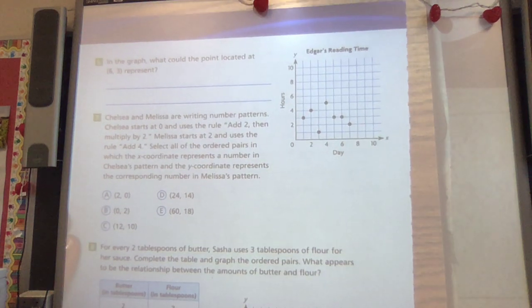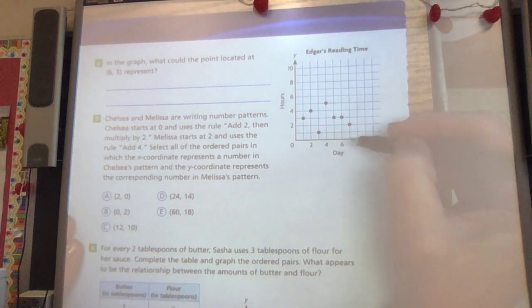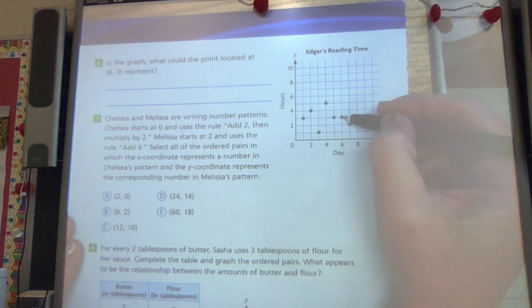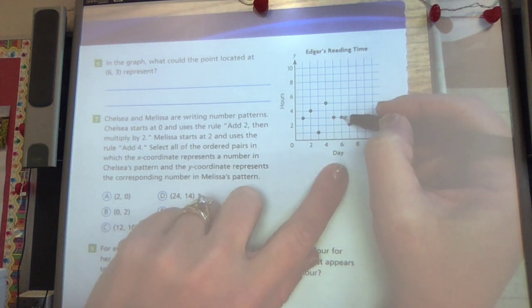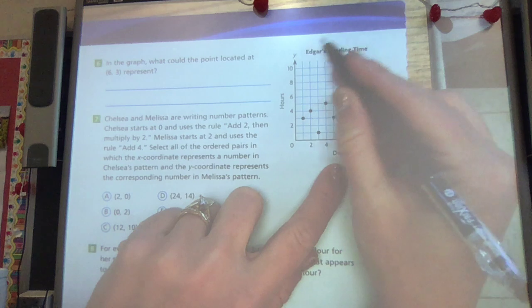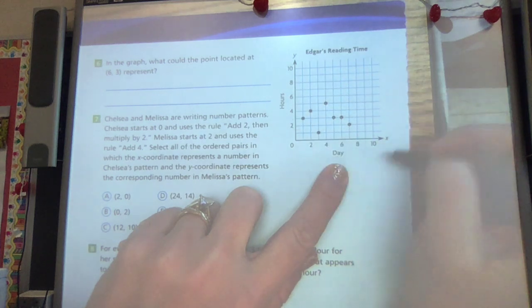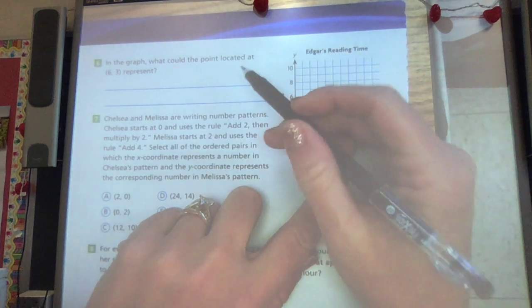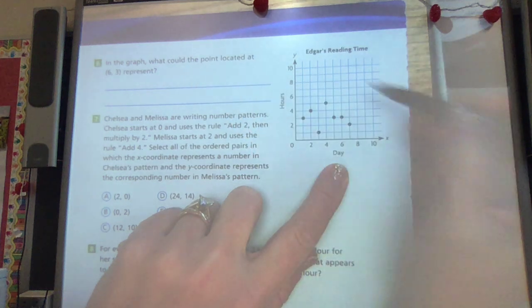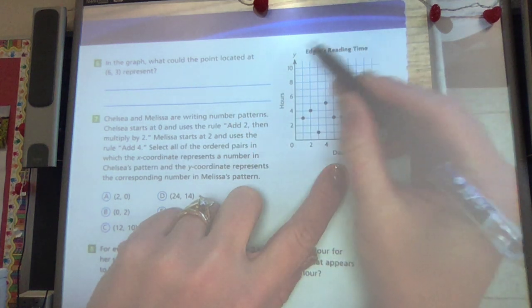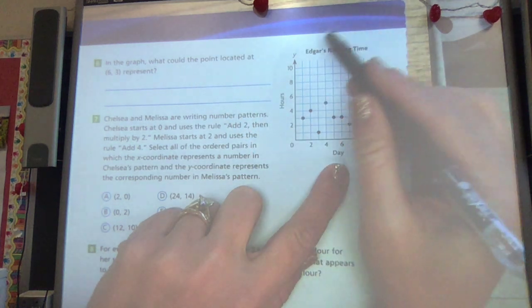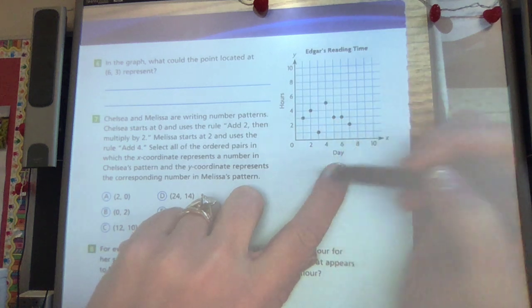On the back, in the graph, what could the point located at 6, 3 represent? I need you to look at the title. Look at the labels. It tells you what it's about or what it represents. But I need you to look here and say, okay, here's what the title is, here's what the labels are. So this must mean this and this.